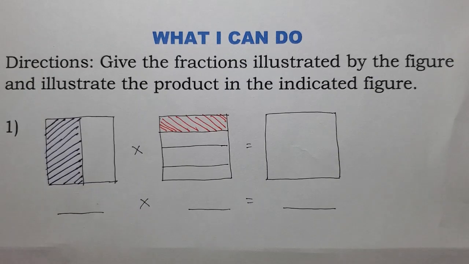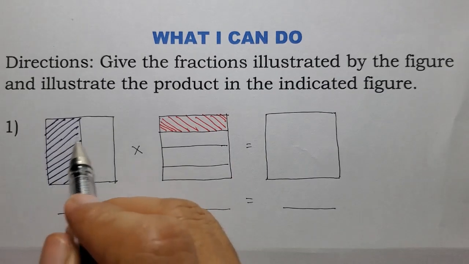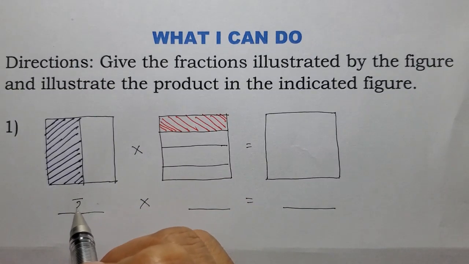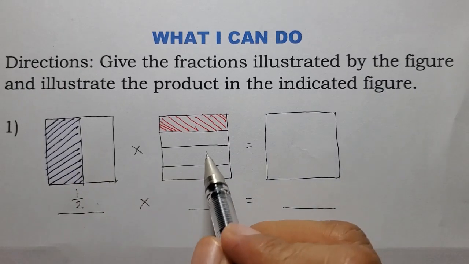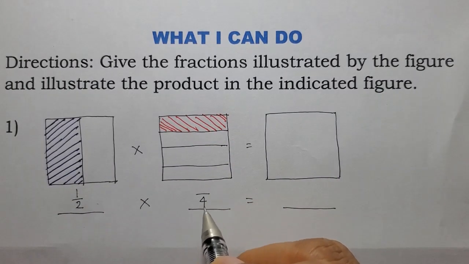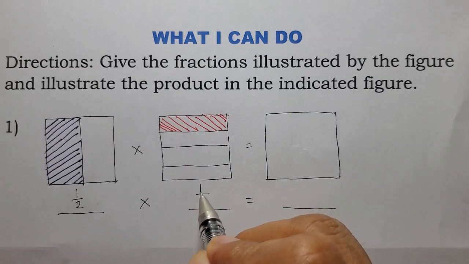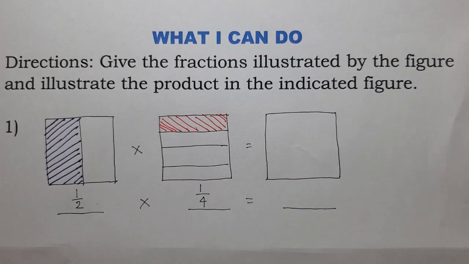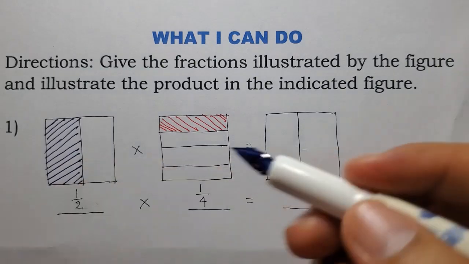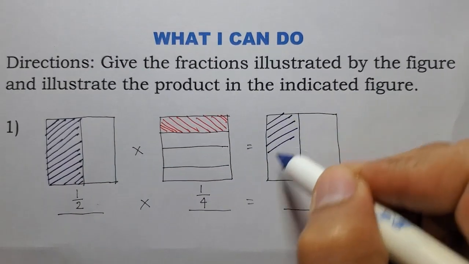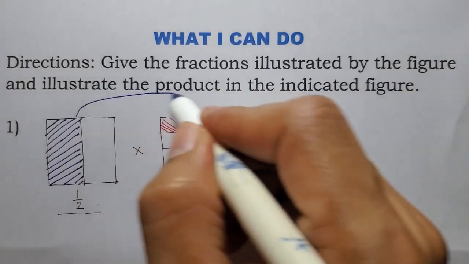So this time, all we have to do is give the fraction of this illustration. In this illustration, the whole was divided into 2 equal parts, and the shaded part is 1, so this shows 1/2. In this illustration, the whole was divided into 4 equal parts, and the shaded part is only 1, so that's 1/4. So you are asked to get 1/2 of 1/4. In order to do that, you have to divide this whole into 2 equal parts and shade just one part of it, to show 1/2.